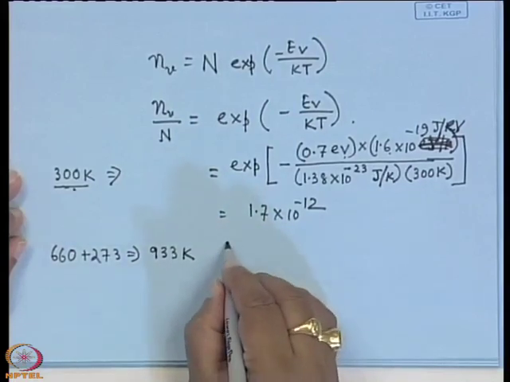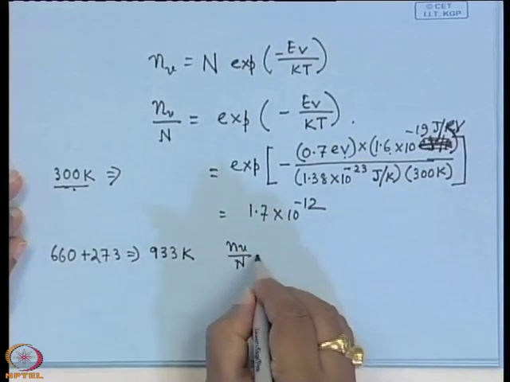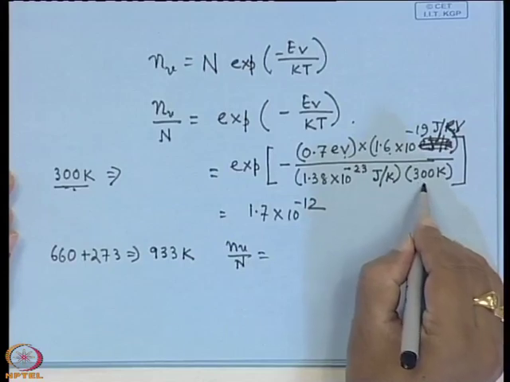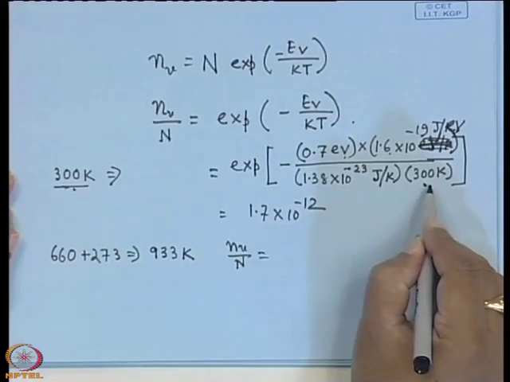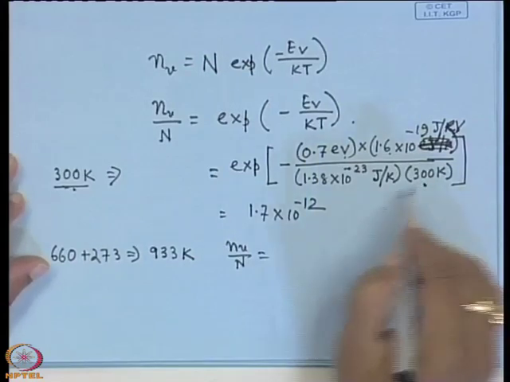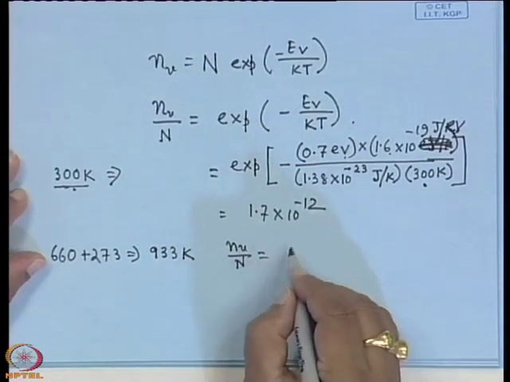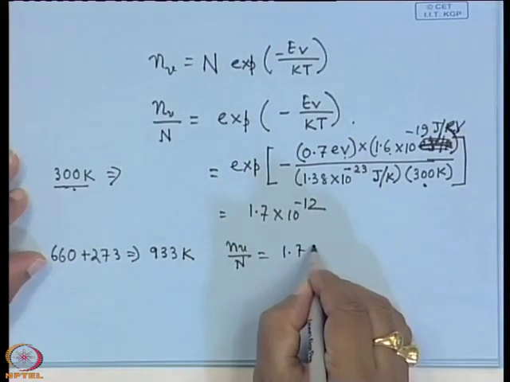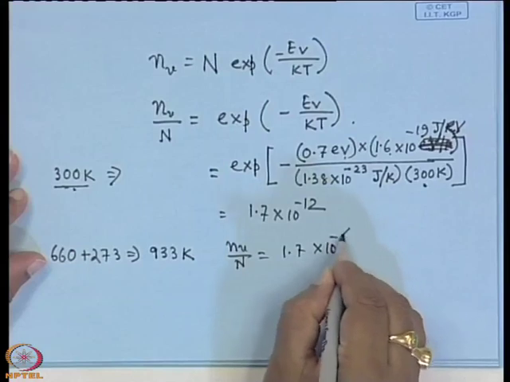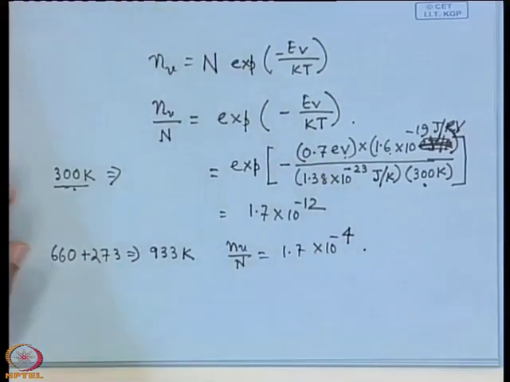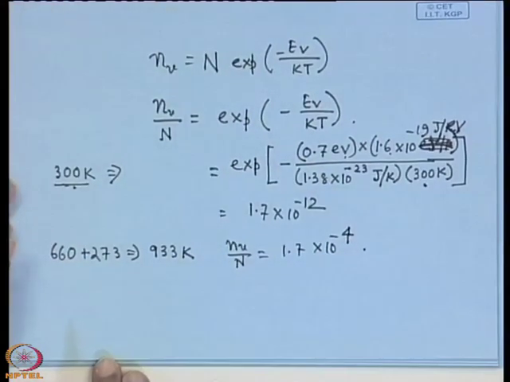It will be N V by N. If you put 933 Kelvin in place of 300 K, the value here is 1.7 into 10 to the power minus 4.